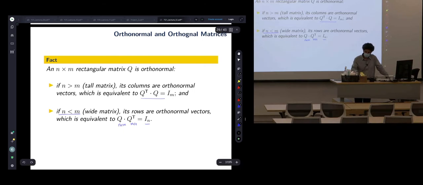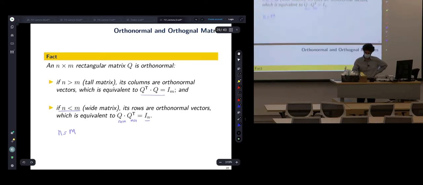So you might guess that we're going to see something cool. What if n equals m? What happens if n equals m? Yeah, so Ben is pointing out that if Q is a square matrix, n equals m, it sounds like we're going to have both columns and rows forming an orthonormal set. So it becomes very special.